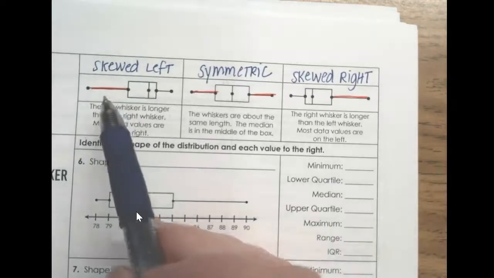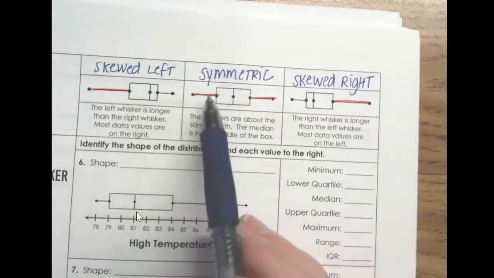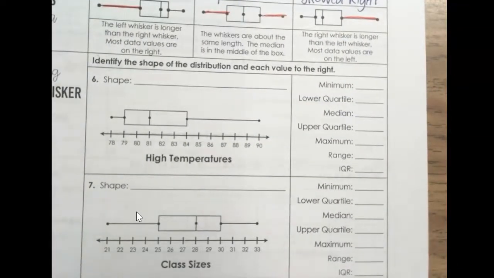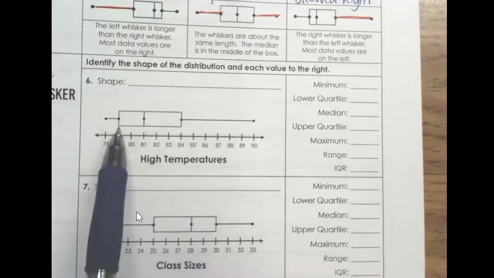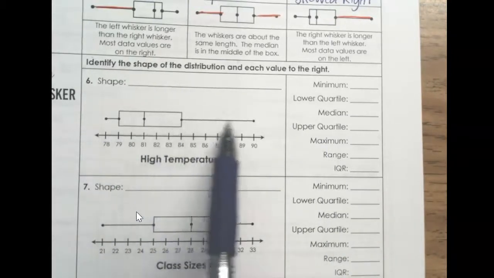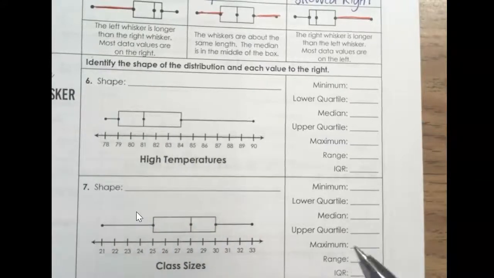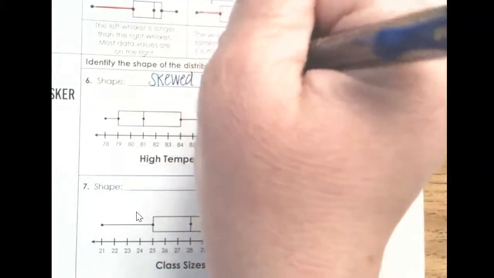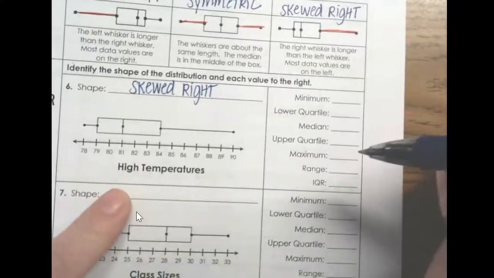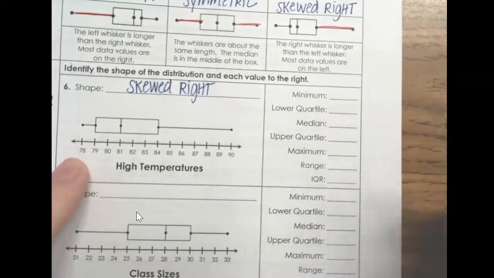You would just have to be able to identify: is the left whisker longer, the right whisker longer, or are they about the same? Shape can be hard with a box and whisker plot, so we're keeping it general right now. So let's take a look at this. We're going to identify these. When I look at this, I notice that this right whisker is way longer than the left whisker. That's going to make it skewed right. Okay, so it's already made for us, which is nice. We don't have to make it. So we just have to look at the numbers and identify them.